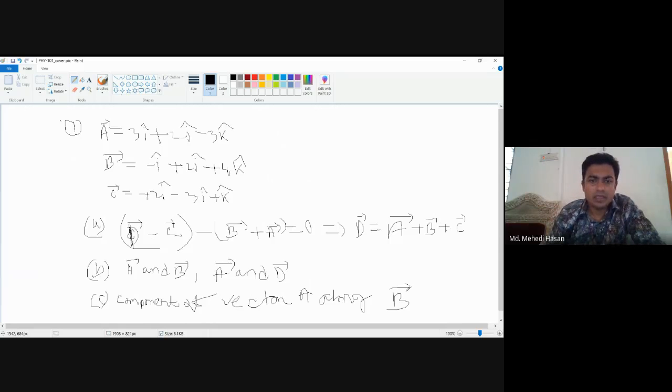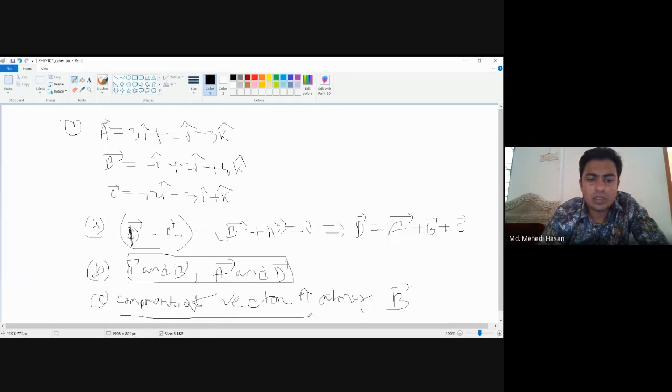First one, you just have to find out the particular relationship between vectors, just vector addition, subtraction, or a particular relationship in component form. Then second, you apply the dot product to find the angle between two vectors. And last, the component of vector A along the direction of another vector. So this is one set question, 3, 4, 3, so this is 10 marks. I think you can solve this problem.